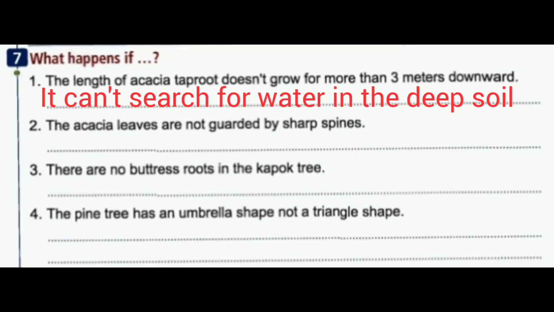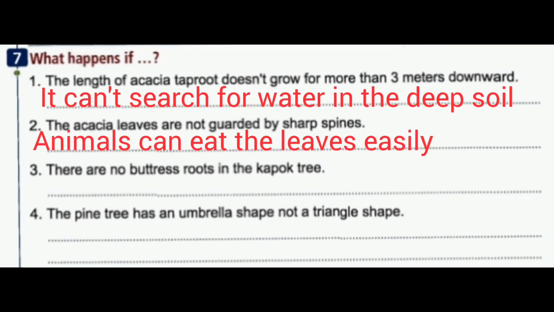Number 2. The acacia leaves are not guarded by sharp spines. There are no sharp spines around the leaves in acacia tree. What will happen? Animals can eat these leaves easily.